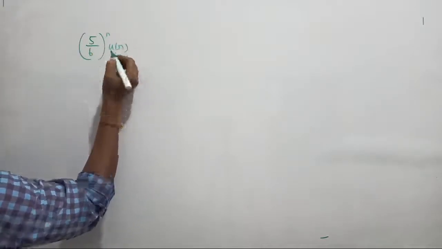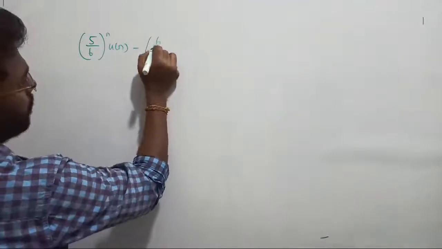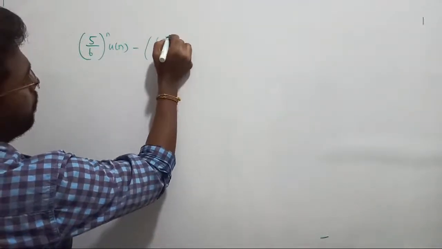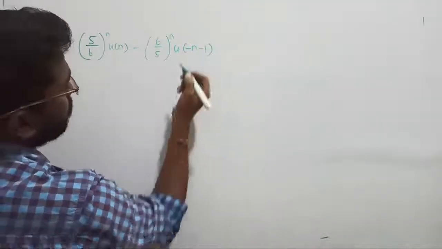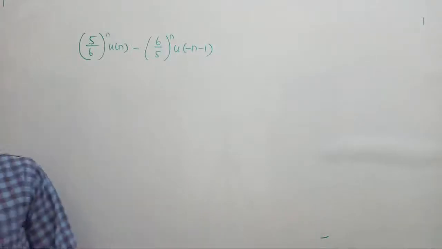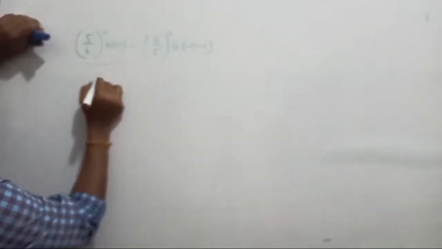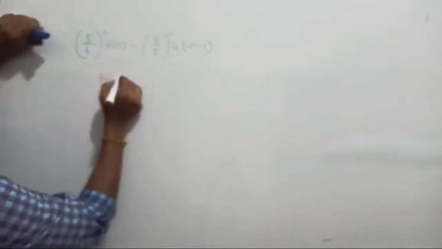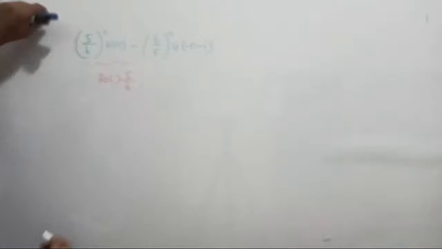That is a causal signal, a right-sided signal, minus 6 upon 5 whole power n into u of minus n minus 1. That is an anti-causal signal, 6 by 5 whole power plus n only now. Can anyone define the answer? Yes. First thing, it is a right-sided signal, so its region of convergence should be greater than what? 5 by 6. That is the first conclusion.